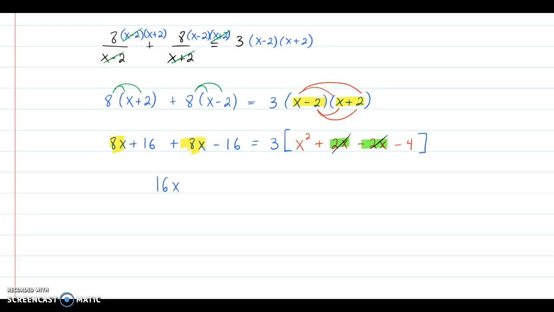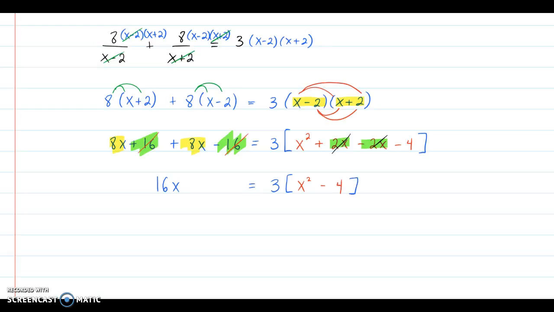Then I also notice, let me highlight this in green, that I have plus 16 minus 16. That's just going to cancel out. So we now just have 16x left over. On the other side, we have 3, and then inside we have this x squared minus 4.